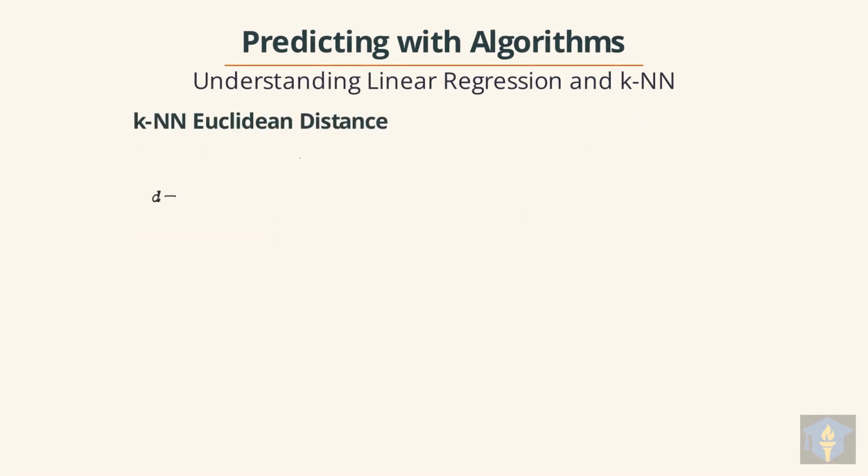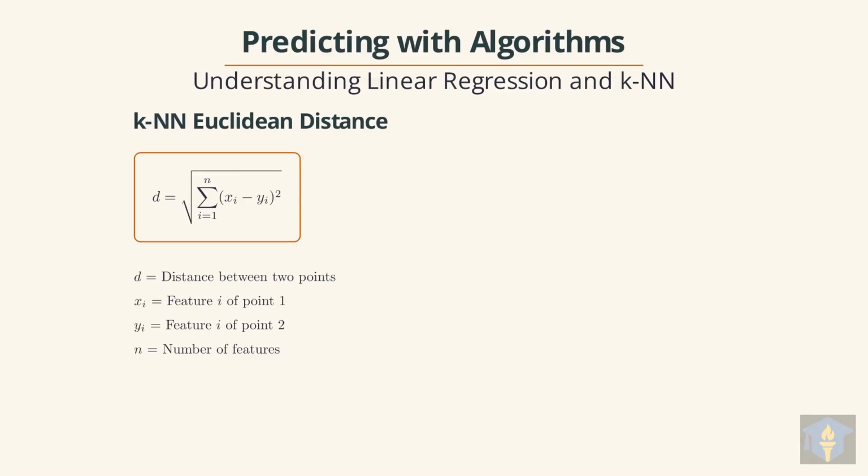Next, let's explore k-nearest neighbors, or KNN, focusing on its core concept of Euclidean distance. The Euclidean distance formula is d equals the square root of the sum from i equals 1 to n of (x sub i minus y sub i) squared. Here, d is the direct distance between any two given points in our dataset.